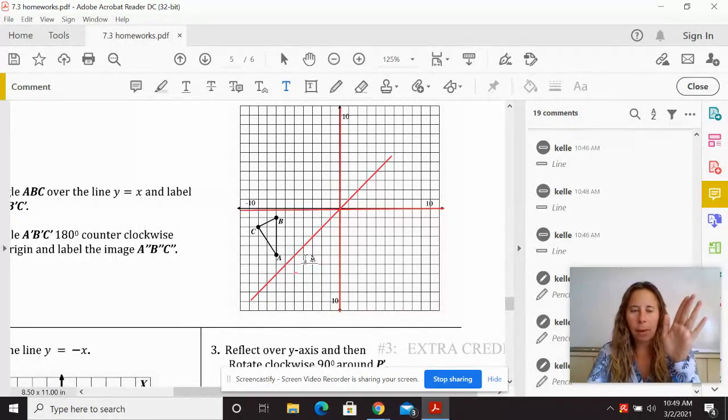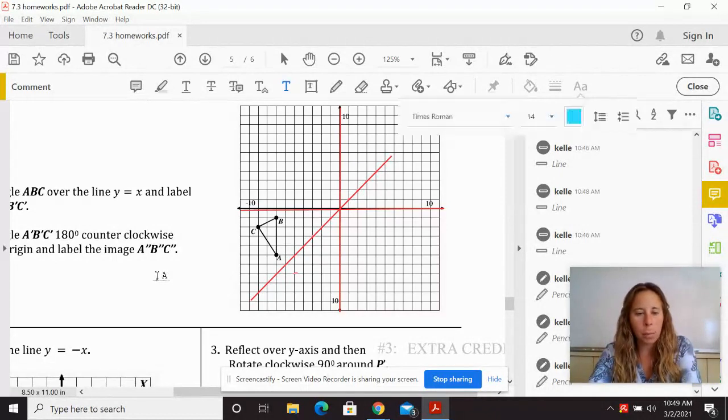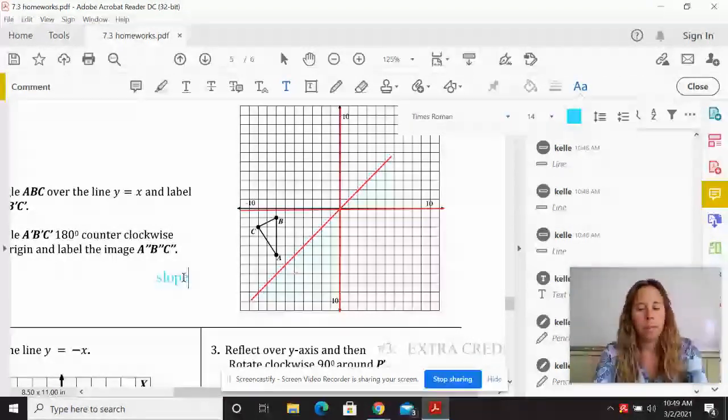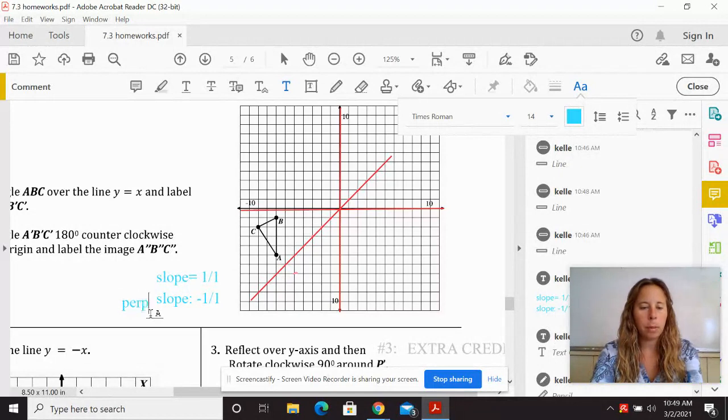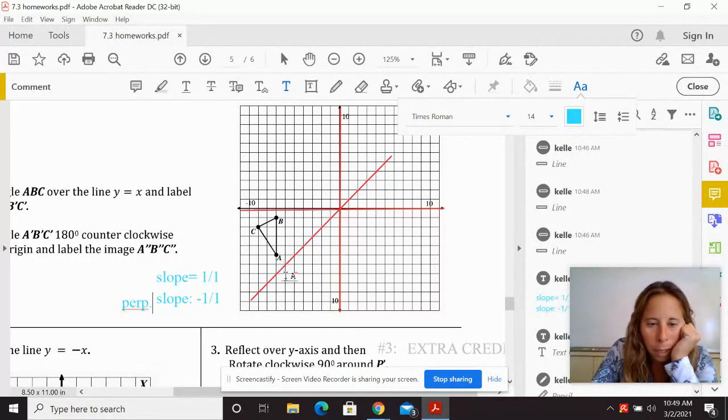Or you can do it how we did it. How we've been doing it is by finding a slope. So the slope of y equals x is 1, 1/1. Okay, so then these are all going to be perpendicular, so your slope is going to be -1/1. New slope, I guess I should say. Perpendicular slope is going to be -1/1. So down 1/1, down 1/1. That's how we found A1.